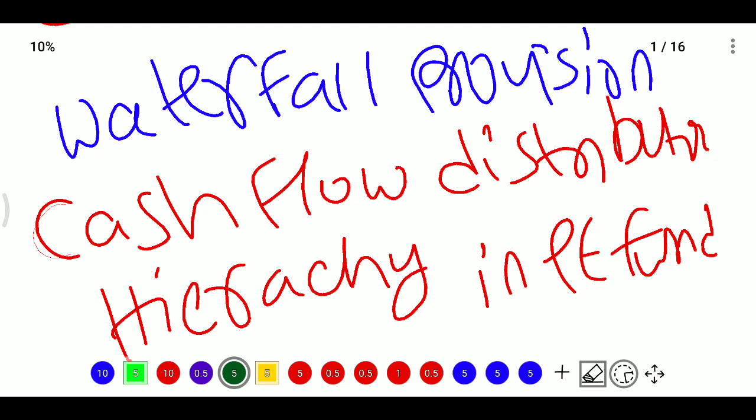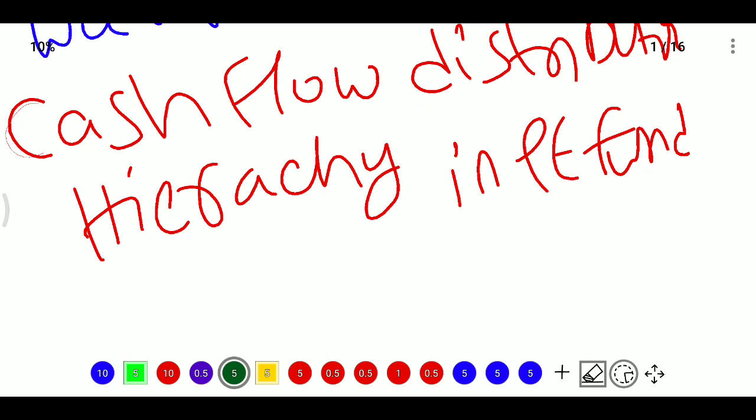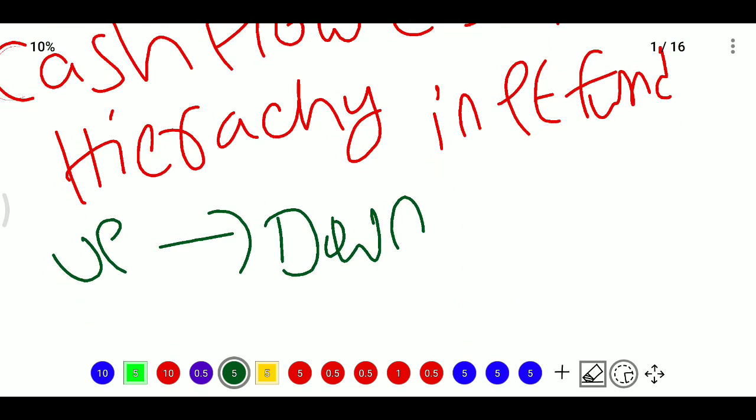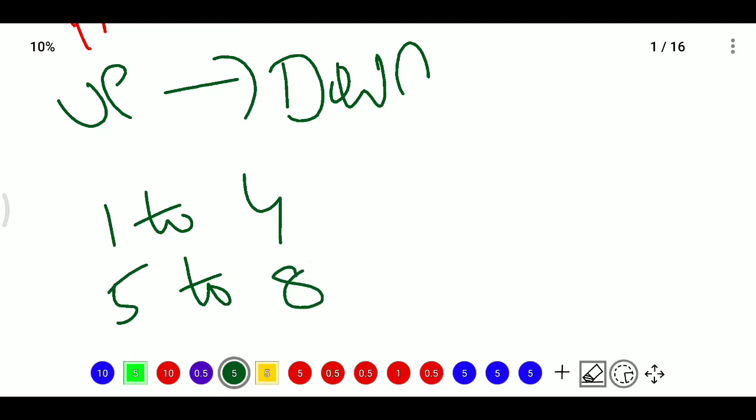So a waterfall provision means the cash keeps flowing from top to down. That's the way we distribute the cash in a sequence. The fund distributes money to investors at different points of time, like first to fifth year, first to second year, first to sixth year, first to fourth year.